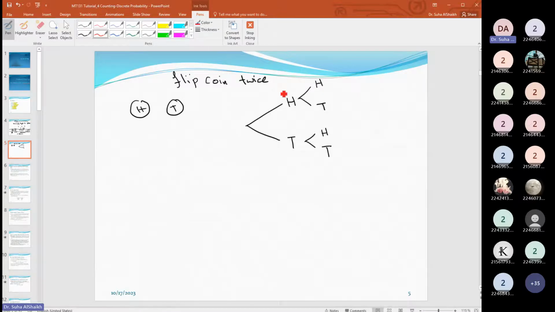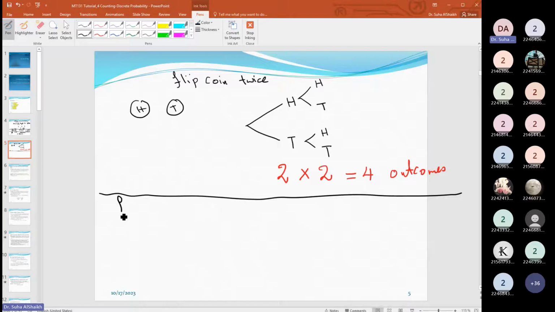So what do we say? We say that the first time I flip the coin I have 2 outcomes. And the second time I'm flipping the coin, I have 2 outcomes. So overall, I have 2 multiplied by 2, which is 4 outcomes here. So using the multiplication technique, because I have successive operations, if I am flipping the coin twice, this means I will have 2 multiplied by 2, which is 4 outcomes.